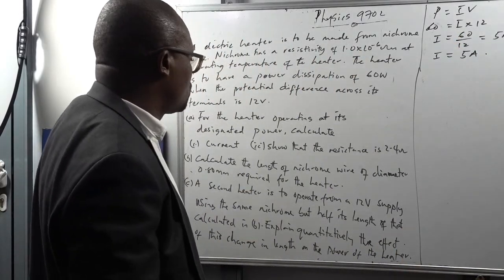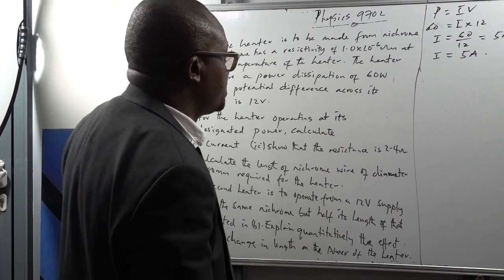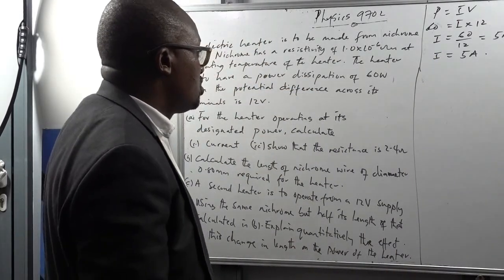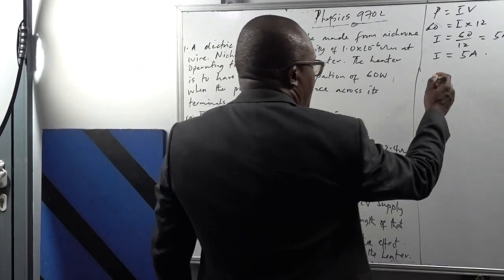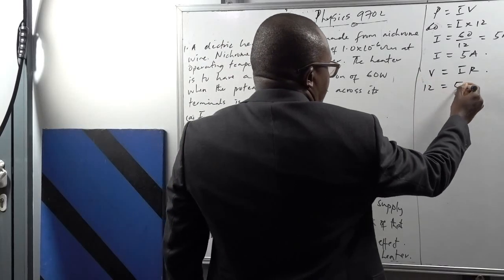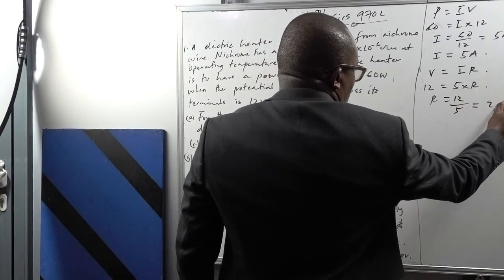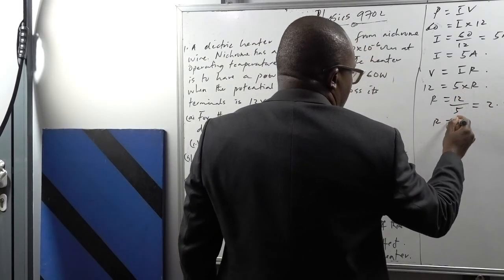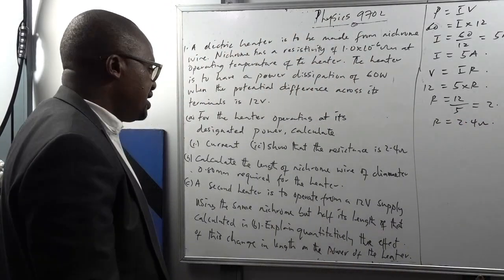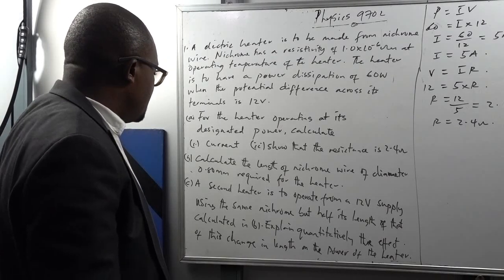Show that the resistance is 2.4 ohms. So we can equally express, with voltage and current known, we can find resistance using V is equal to what? IR. So since V equals IR, the potential difference is 12, current is 5, resistance we don't know. So R becomes what? 12 over 5, which is equal to 2.4 ohms. And this is what you're asked to show. Resistance equals 2.4 ohms.